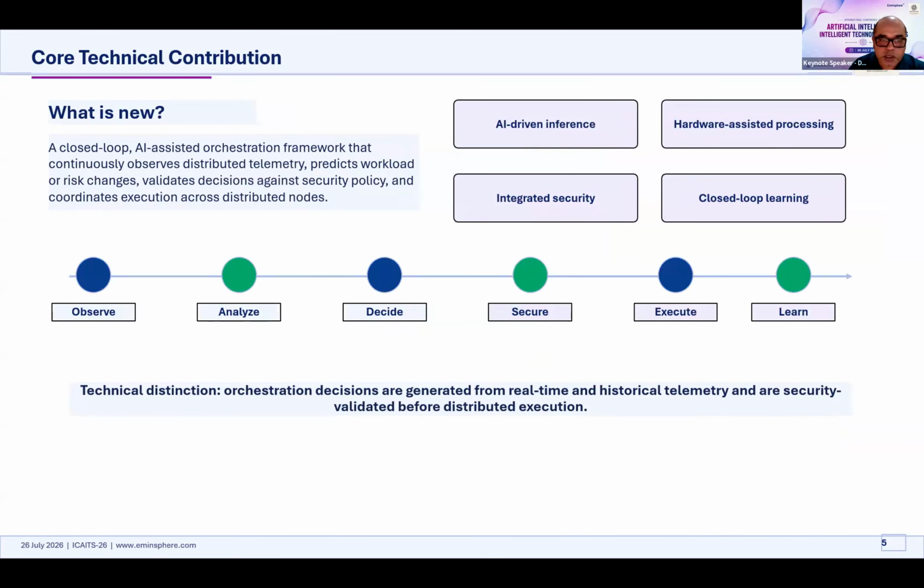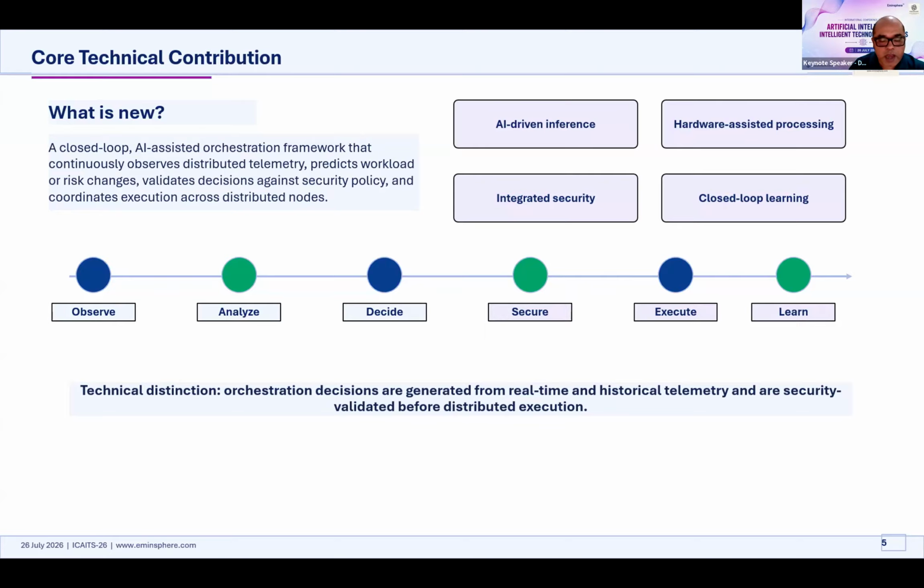The core technical contribution is a closed loop AI-assisted orchestration framework. The important phrase here is closed loop. This system works to observe, analyze, decide, secure, execute, and learn. Telemetry from distributed systems provides the observation layer. The AI-assisted inference analyzes that telemetry to identify workload changes, saturation conditions, anomalies, and other relevant patterns. The resulting insight is then converted into an orchestration decision. But, and this is important, the decision is not immediately executed. It must first pass through the security layer and the policy layer. Only after validation does the framework coordinate execution across distributed environments.